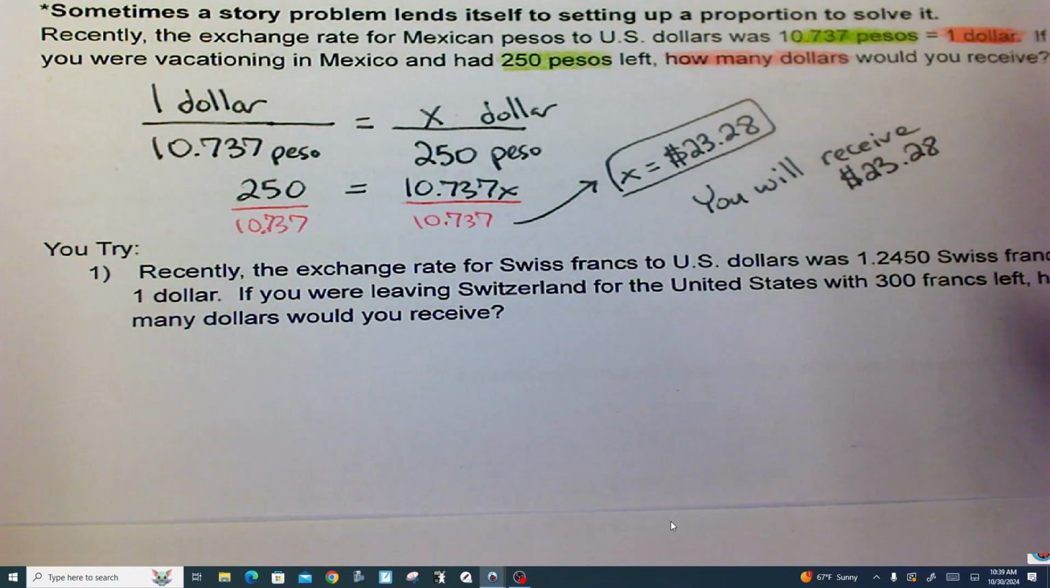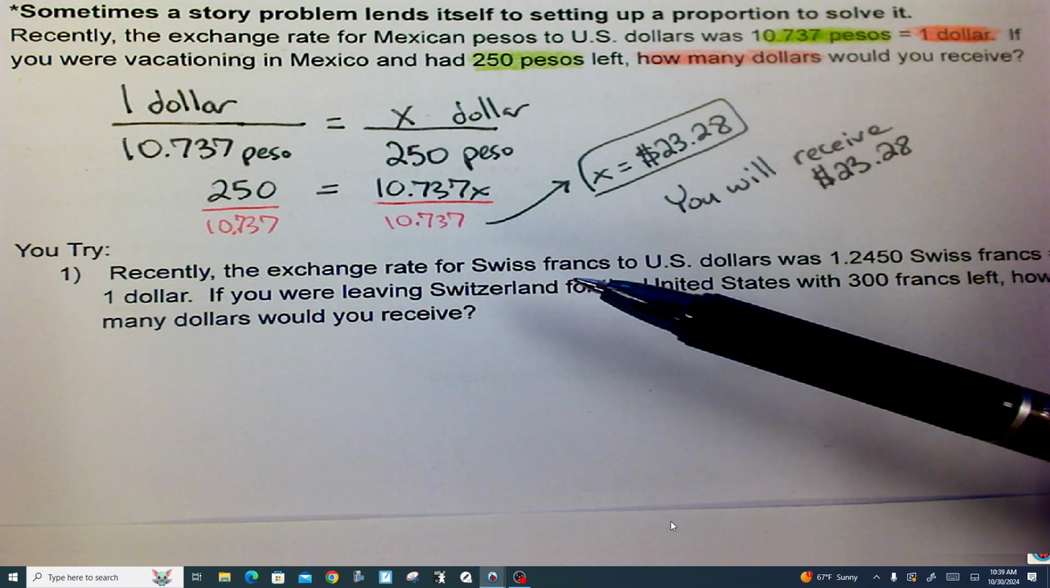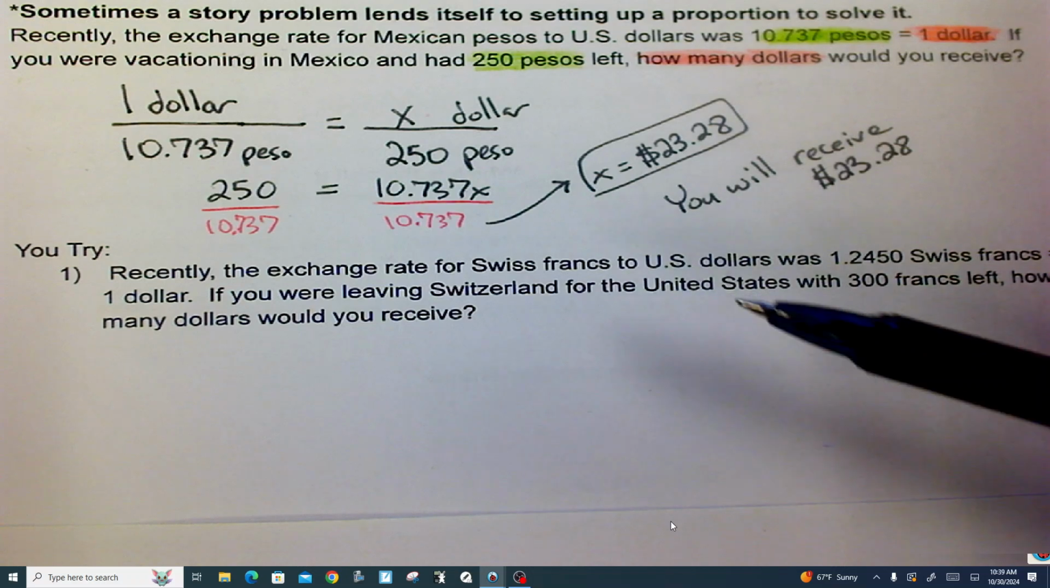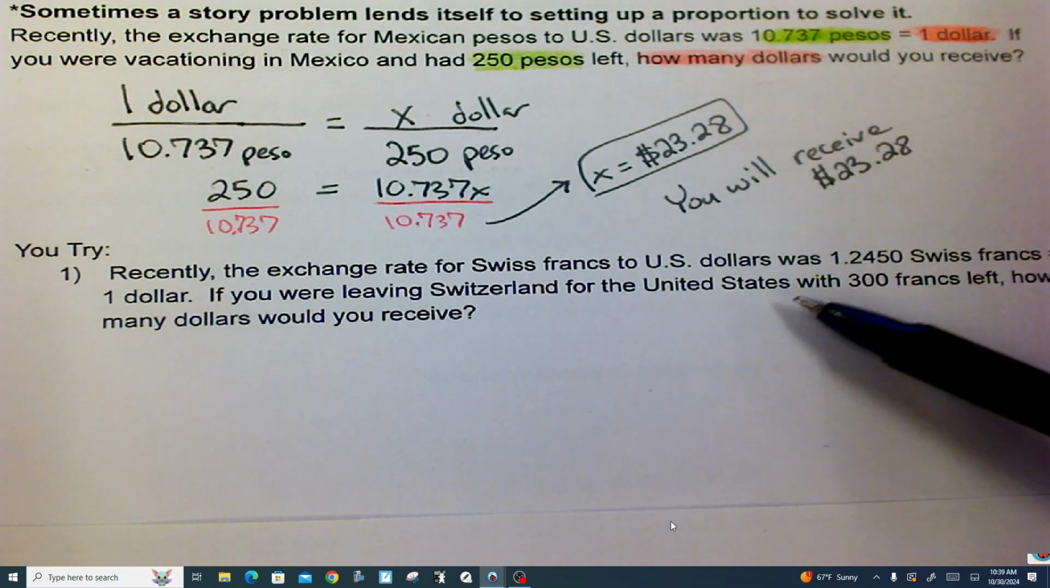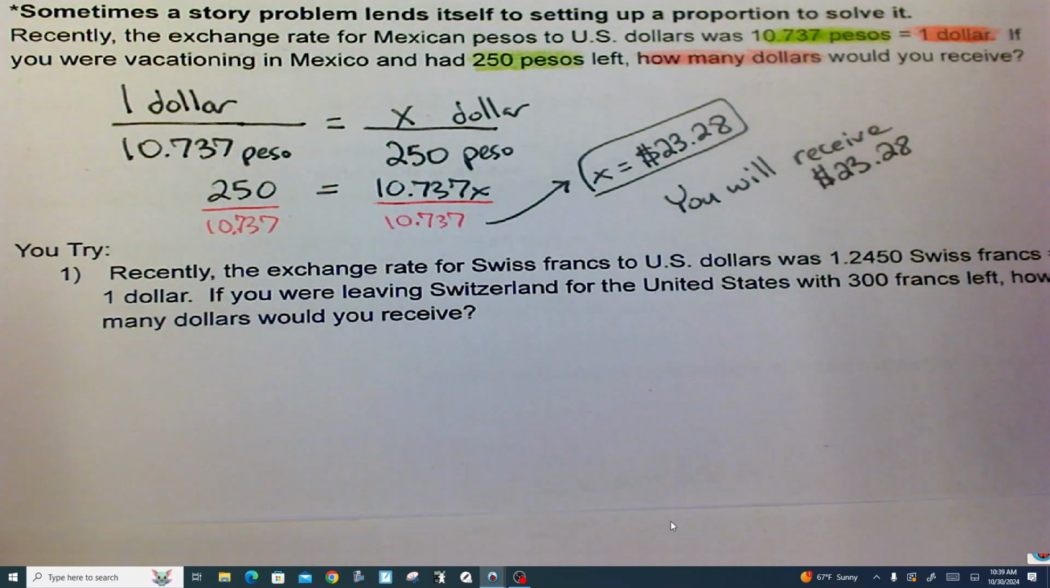So let's go try number one right here. Recently, the exchange rate for Swiss francs to US dollars, hey, that looks like another ratio set up, was 1.2450 Swiss francs equals $1. So how about we color code that?